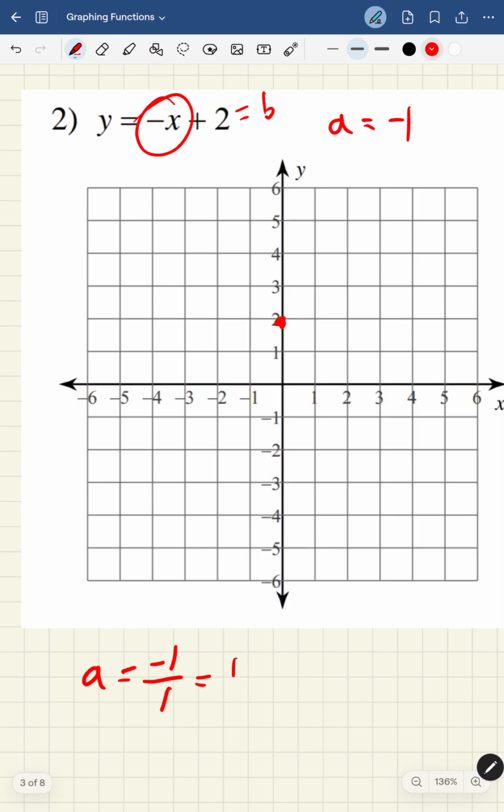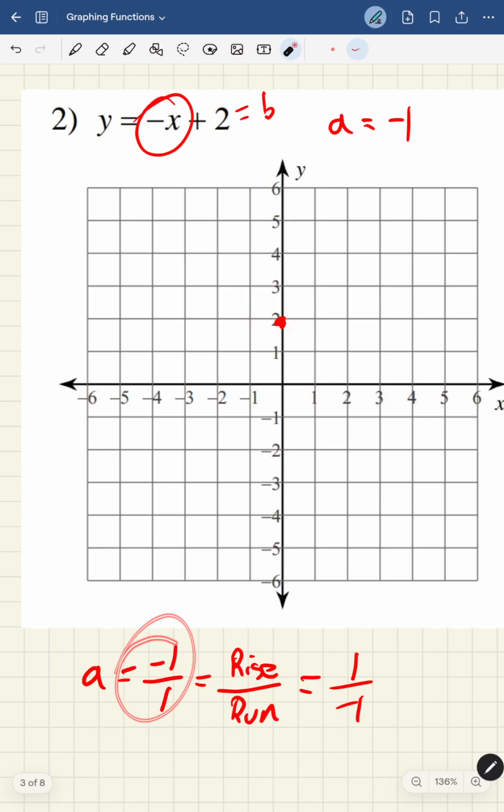Why do I do that? So I have a rise and a run. And remember, I can also go like this and say it's 1 over -1. Okay, so let's do that. Let's start where we started here, at the initial value. And now we're going to go down 1, and right 1. So down 1, right 1, down 1, right 1, down 1, right 1.